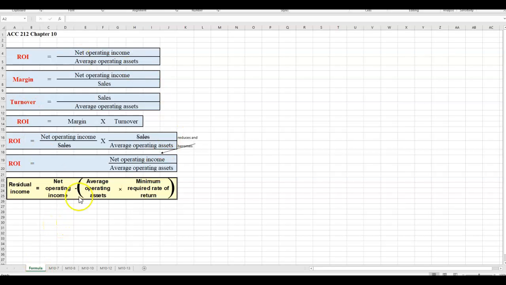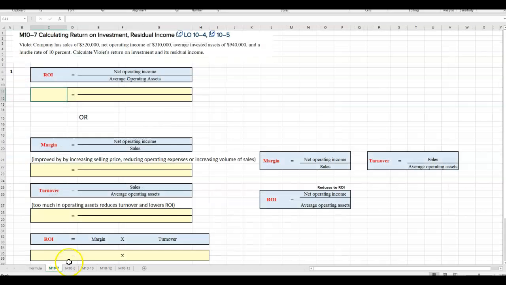So, I want to go over a few examples for chapter 10. At the beginning of this spreadsheet, I've put in all of the formulas for you, so you can refer back to those. I want to start with mini exercise 10-7. We have a company and we're asked to calculate their ROI, or return on investment, and their residual income.